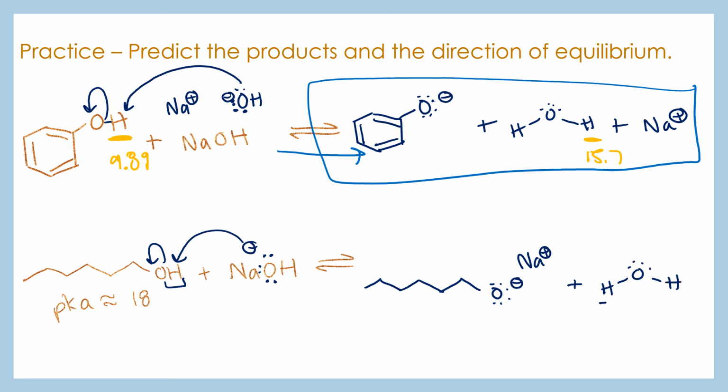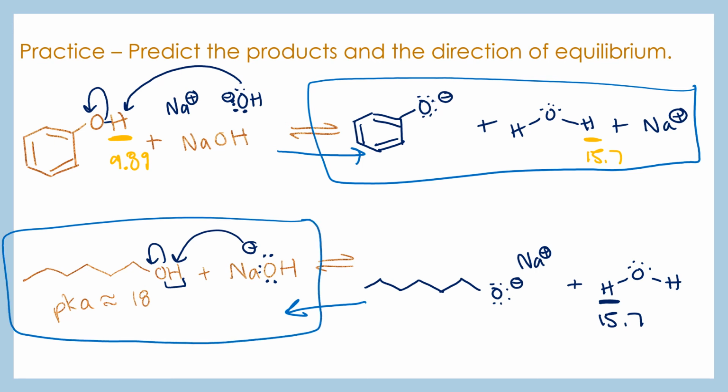The pKa of the proton on water is again 15.7. So which side does the equilibrium lie? Which way does it favor? So this time it's going to be the reactants. The reactants have the weaker acid. So this reaction would not really go forward, but it would be at equilibrium because the pKa's are fairly close together.